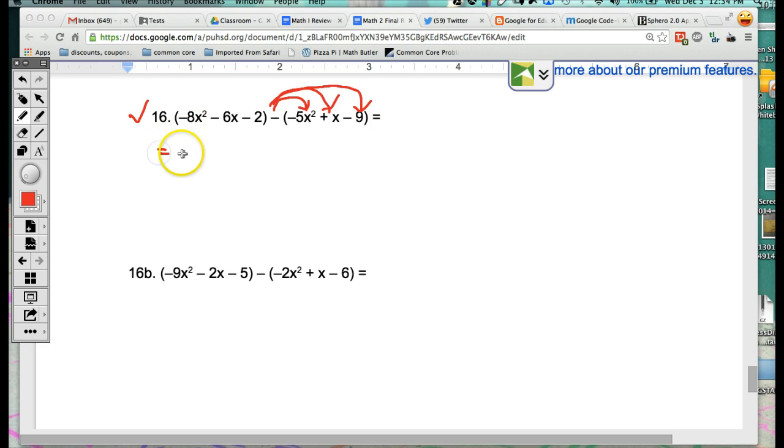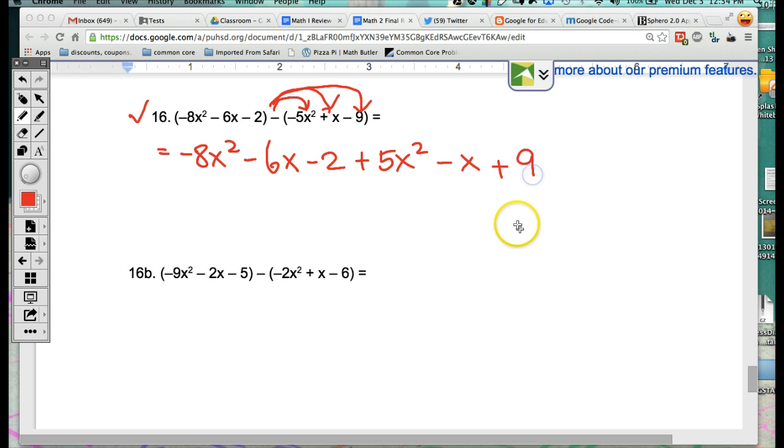So there you go. We have negative 8x squared, and then we have negative 6x minus 2. The negative times the negative is a positive 5x squared. The negative times a positive is a negative x. And then the negative times the negative is positive 9. And now from this point on, what we want to do is combine like terms.